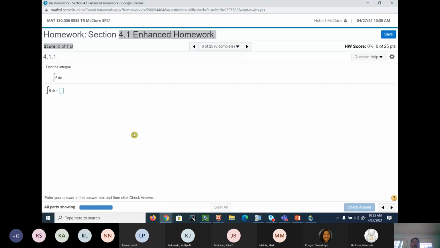Okay, so 4.1, number 1, this is a test question because I guarantee you, out of the 21 people in here, I bet you 5 people missed this question. That's because they've already left the room. I mean, they left their computer and are eating breakfast or went back to bed. Okay. So antiderivative of 6 dx. All right, work on it for a second.